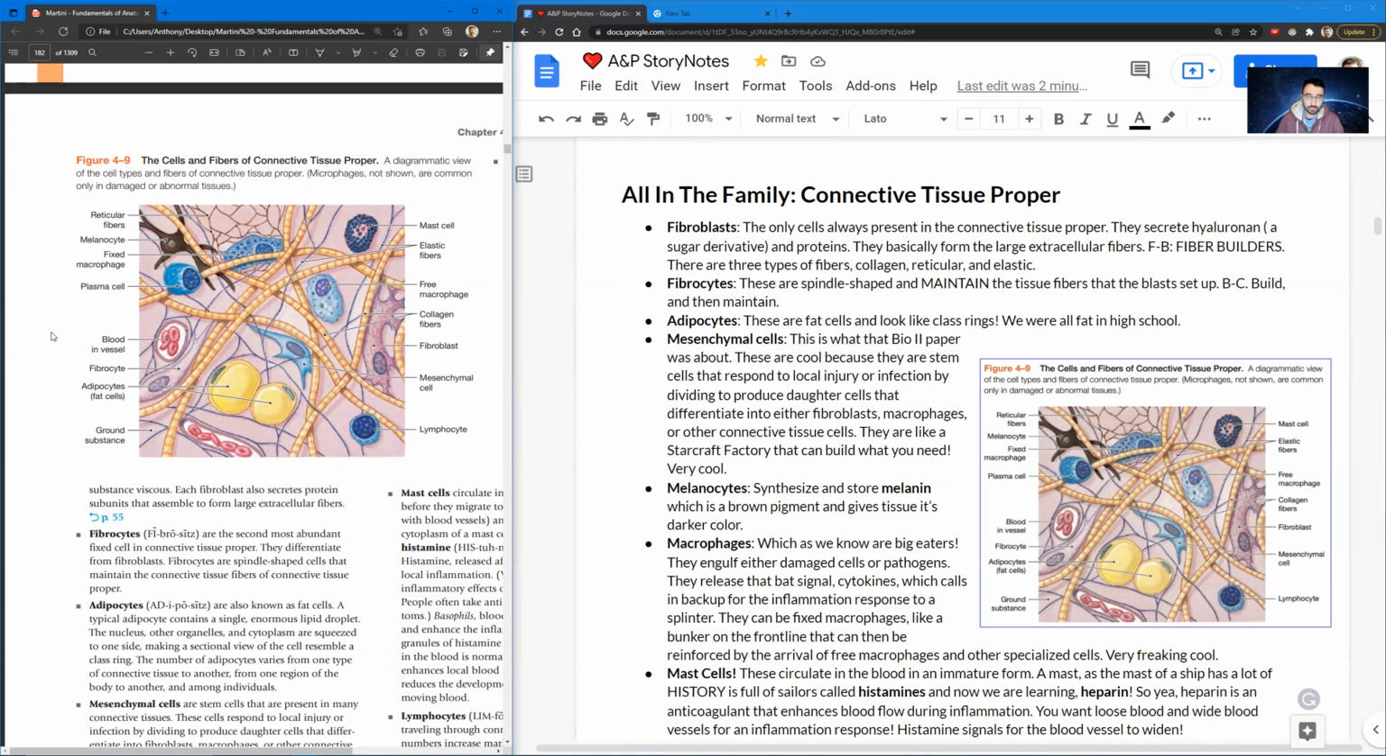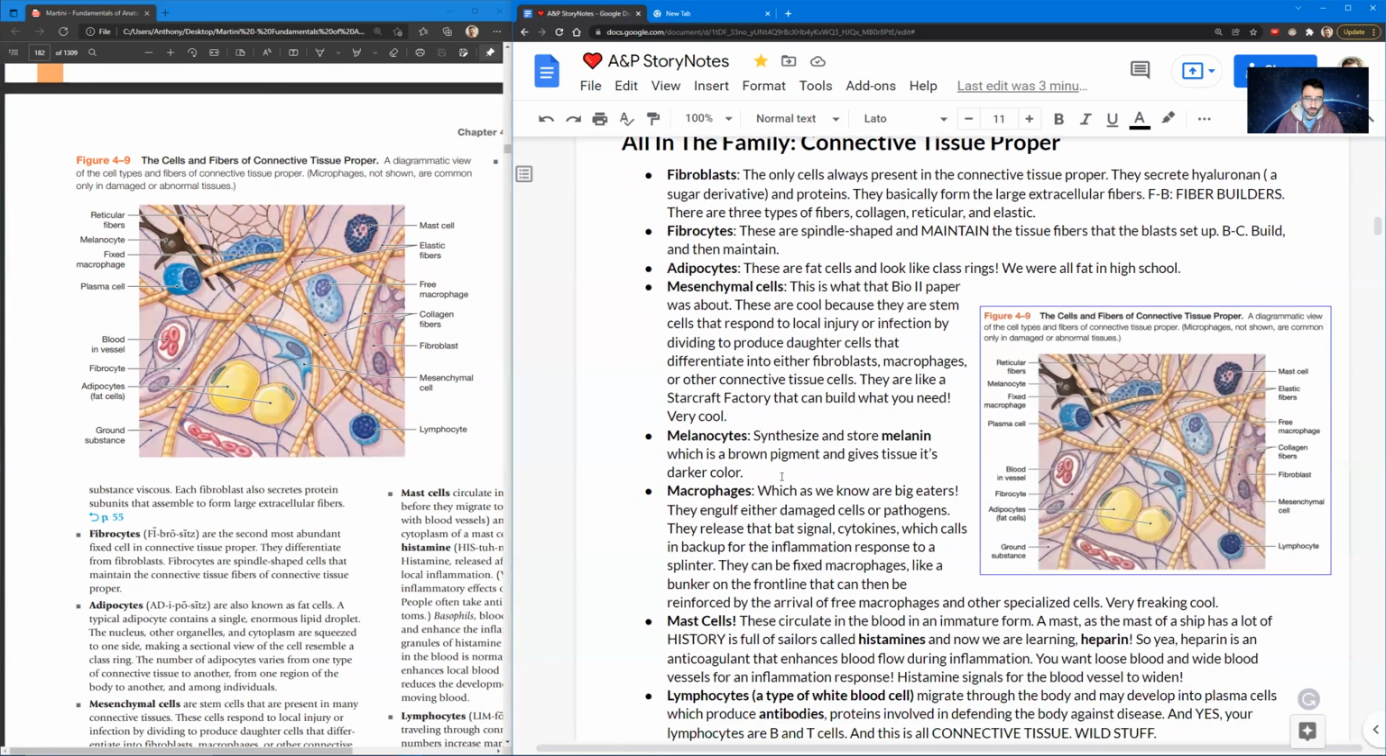We have these mesenchymal cells. And these are cool because they're actually stem cells that respond to local injury or infection by dividing to produce daughter cells that differentiate into either fibroblasts or macrophages or some other type of connective tissue cell. So they're kind of like a little factory that builds what you need. So if you need to build more connective tissue because maybe there was some damage, these mesenchymal cells, stem cells, will be able to make more fibroblasts so you can build. All right. And you can see that these are these blue ones here.